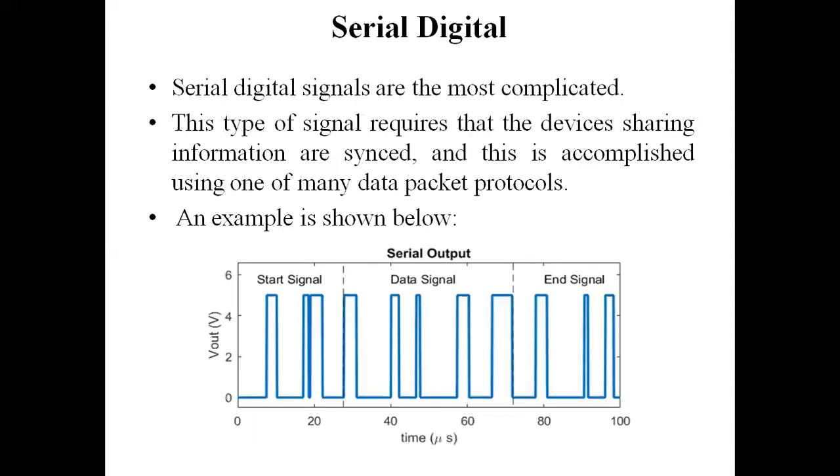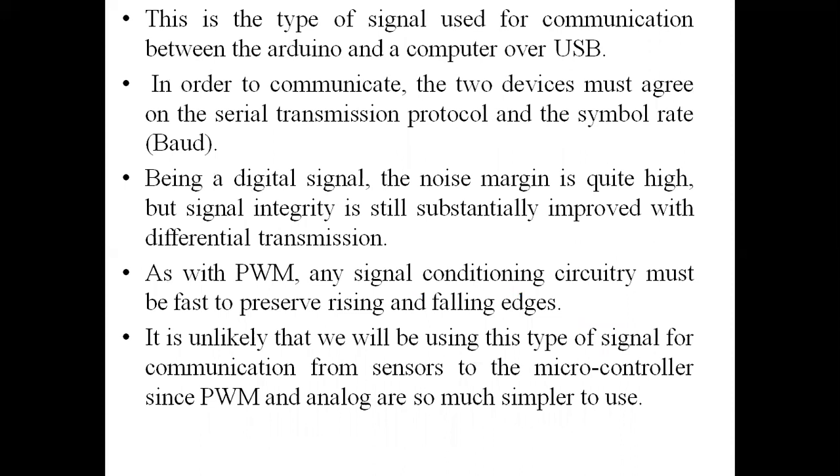And the last type is the serial digital. Serial digital signals are the most complicated, and this type of signal requires that the devices sharing information are synced, and this is accomplished using one of many data packet protocols. Okay? So an example is shown below. Actually, this is the type of signal which is used for communication between the Arduino and the computer over USB. Okay. So in order to communicate, the two devices must agree on the serial transmission protocol and the symbol rate, which is the baud. So baud is the symbol rate.